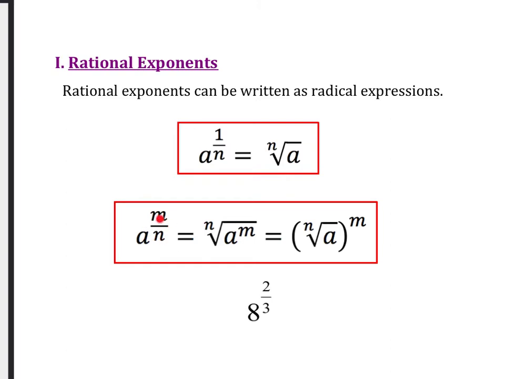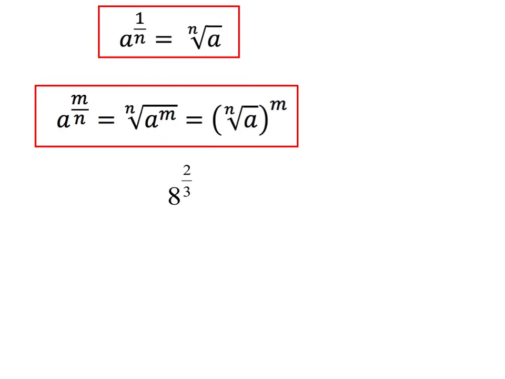Now, if my rational exponent has a numerator, here we have m and n, the nth root still holds true. But whatever this exponent is, that goes onto the base, or can go off to the side outside of the radical as well. It's up to the user how they want to do it. So here I have an example of 8 to the power of 2/3. Well, I know that 3 is going to represent the index of the radical.